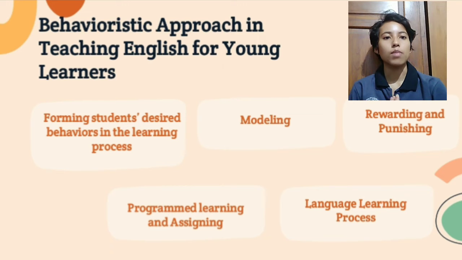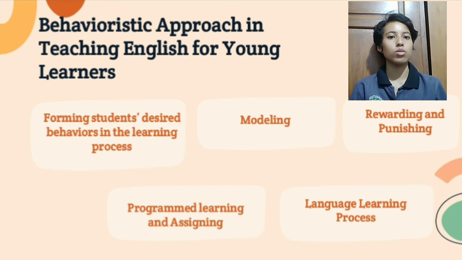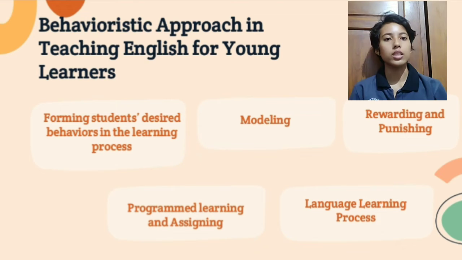The behavioristic approach has several implications. The first one is performing students' desired behavior in the learning process. It means that teachers usually give simple lessons to learners, especially at the young learners level, so that it will be easier for them to understand the material and easier to like the material delivered. The second one is modeling. It means the teacher performs their role in front of the learners as a model that provides support or stimulus.